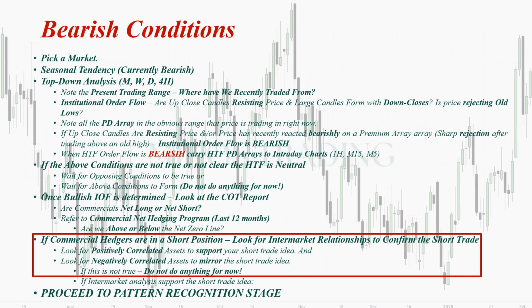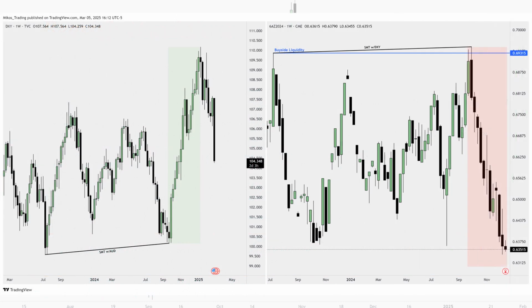Since commercials are in a short position, we can now look for intermarket relationships to confirm our short trade idea. I always start my intermarket analysis by referring to the dollar index. Since I'm looking to short a foreign currency, the Australian dollar, I want to see bullishness in the dollar index or a risk-off environment. The first thing I notice is the SMT between the dollar and the Australian dollar on the weekly chart. This marks the start of a major move. The dollar sharply rallies, and the Australian dollar sharply declines after taking out relative equal highs.